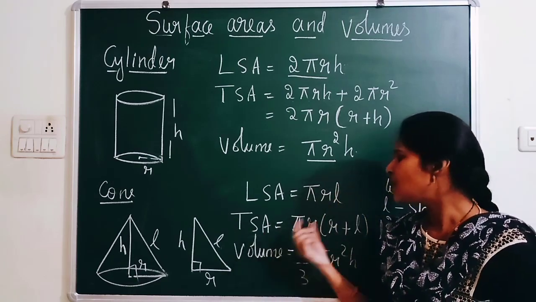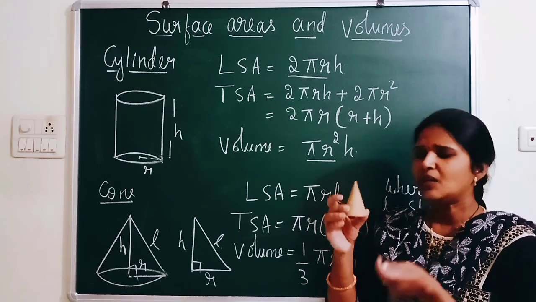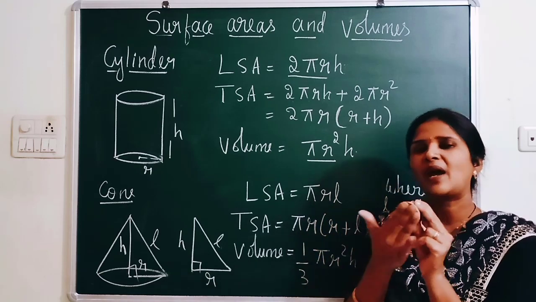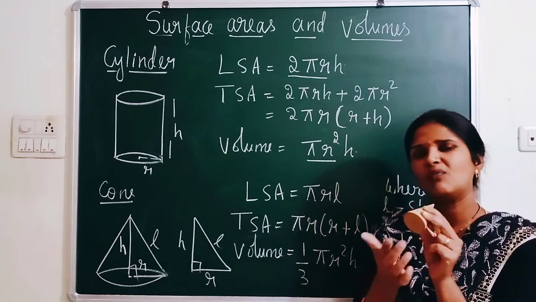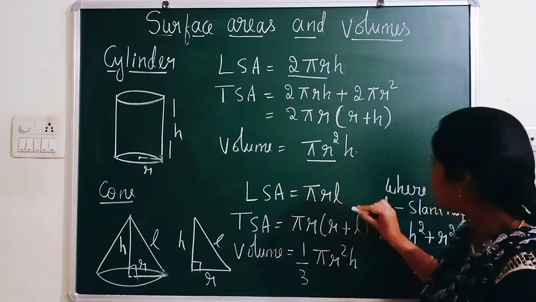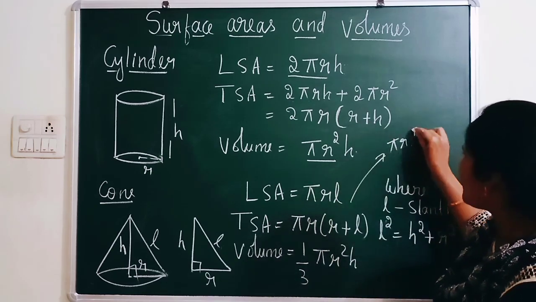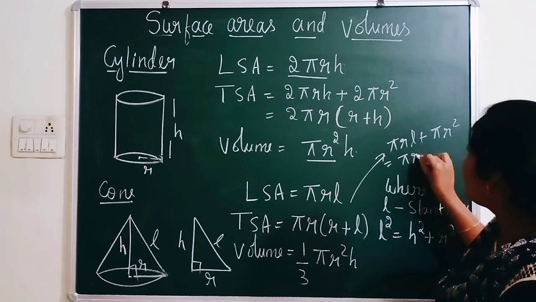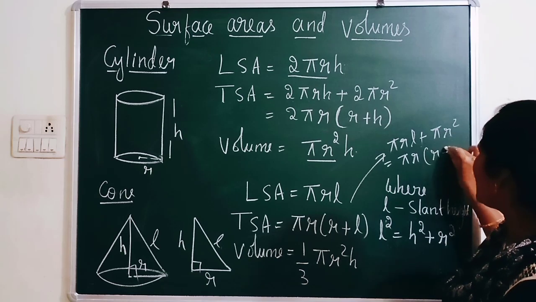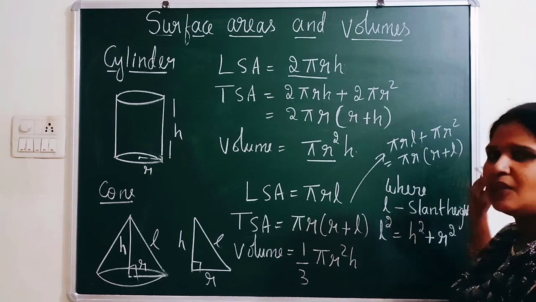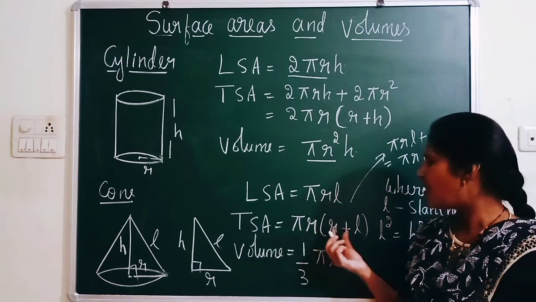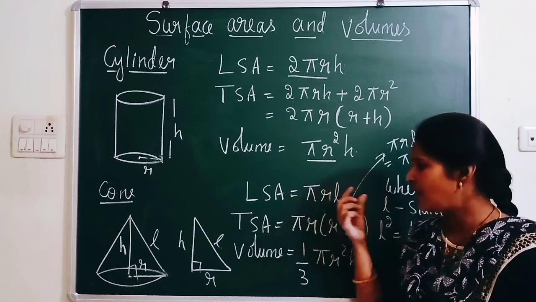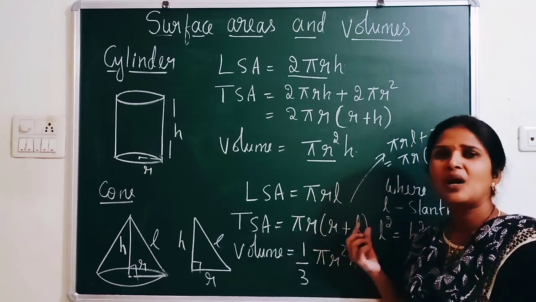Next, coming to the TSA of the cone. Here you have only one circle. LSA means this part, which is nothing but pi r L. So for TSA I have to add only one circle. No more circles here. Only one circle you have, that is pi r square. So pi r L plus pi r square. If I take pi r common here, you will get L plus R. Instead of writing L plus R, easy to remember, you write R plus L. So TSA is pi r into R plus L. So the LSA of cone is pi r L, and the TSA of cone is pi r into R plus L.